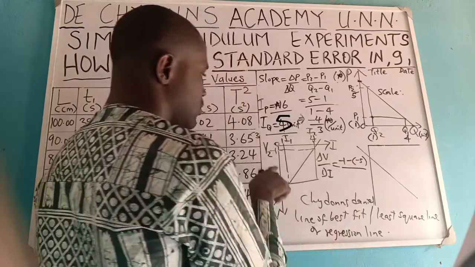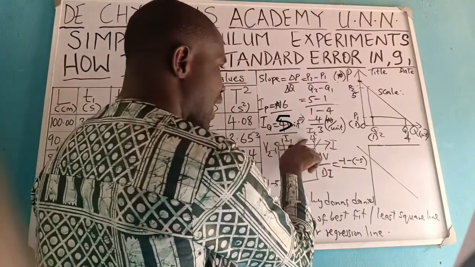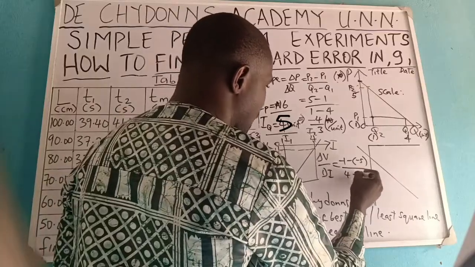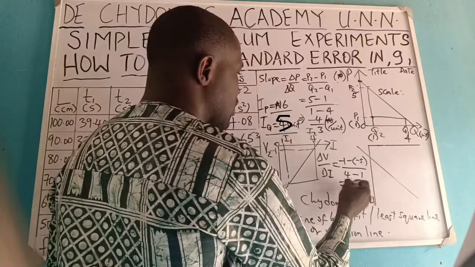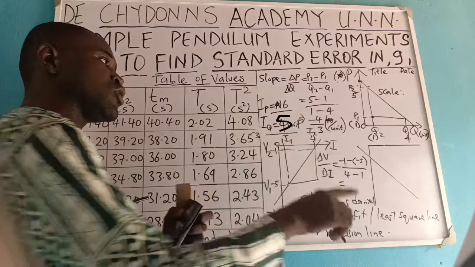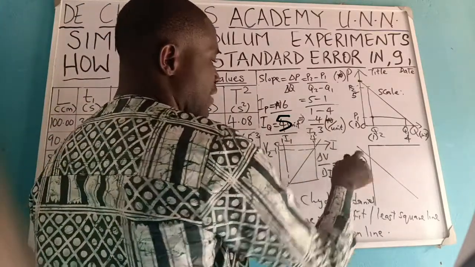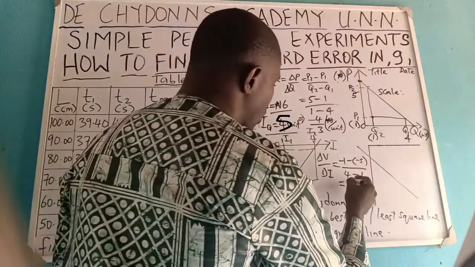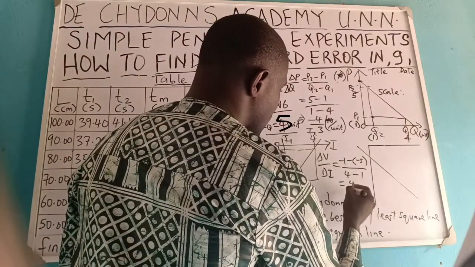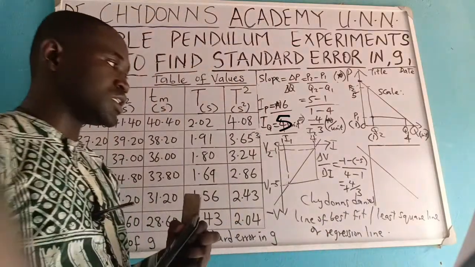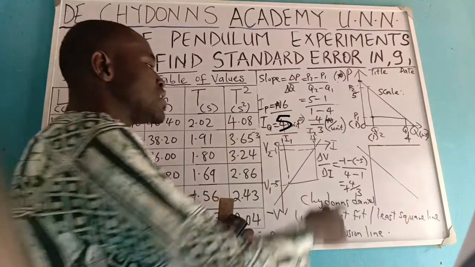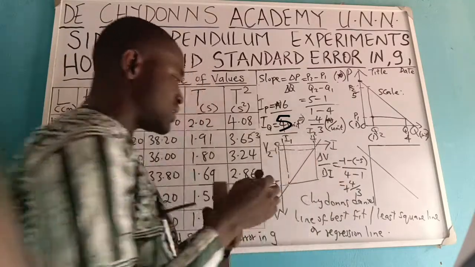All over, then I2 is 4 minus 1. That will give you minus 1 minus minus 5. Minus times minus is plus. So minus 1 plus 5 is 4, over 3. It is positive, it is not negative. That means the slope of this graph is positive.